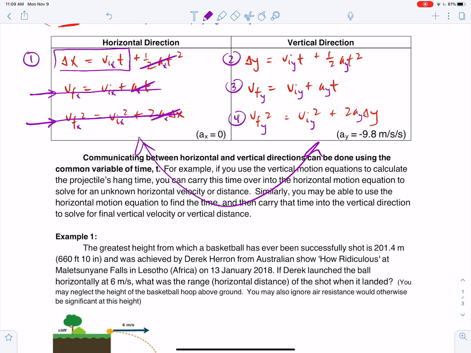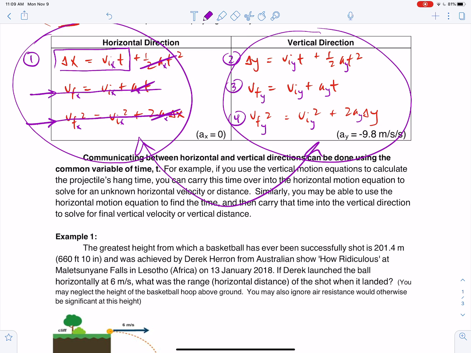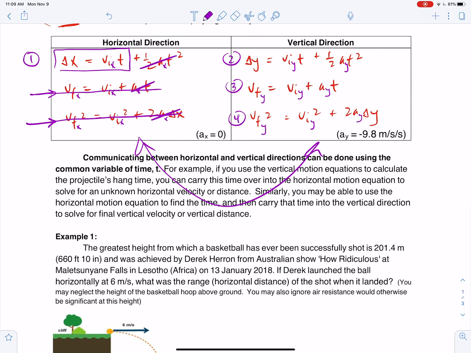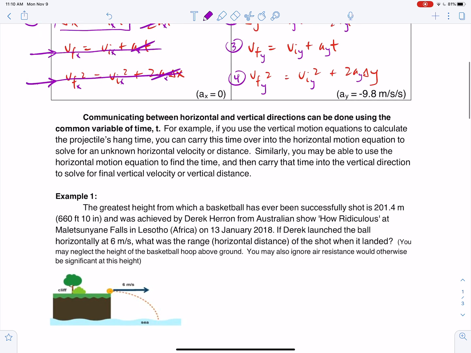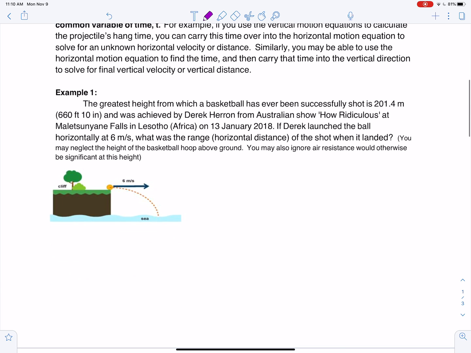Time is a totally different dimension, but the time that you find in the horizontal direction will be the same time as you apply in the vertical direction, okay? Projectiles will be moving with the same time in both directions. All right, so let's try an example of this, okay?